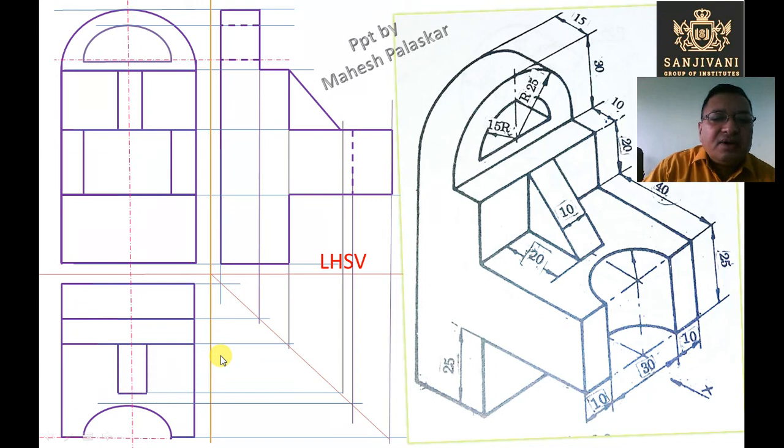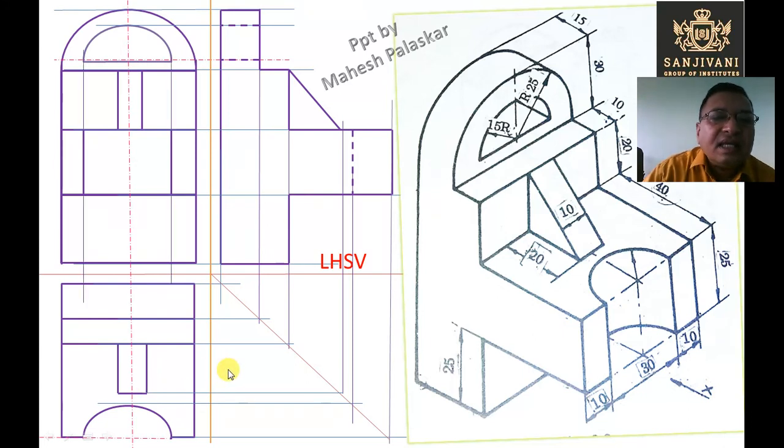Now the projectors are being drawn and this is the rib. From this point the projector is drawn and we draw the top view of the rib. This is the inclined rib. Width is 10 mm, and this distance is 20 mm. So that 20 mm distance is taken by this projector, or here also you can measure this distance 20 mm and you can draw these three lines. For the rib, this distance is 5 mm to the right, 5 mm to the left, and this length is 20 mm. So the rib is drawn.